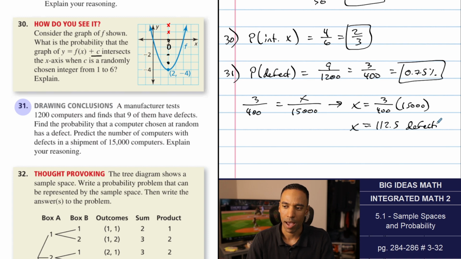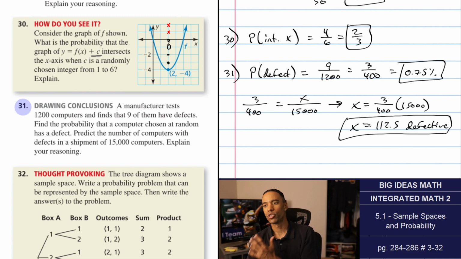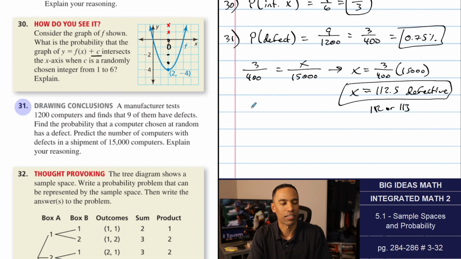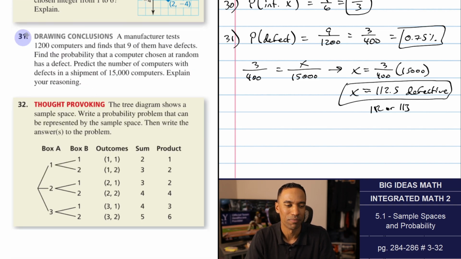Defective. I don't know whether I'm supposed to round up or down from that. What do they say? Predict the number of computers with defects. 112 or 113, somewhere in between. Maybe it's half defective. Maybe it's on its way toward being defective. Or you just say 112.5. I don't know. They should have given me a whole number.